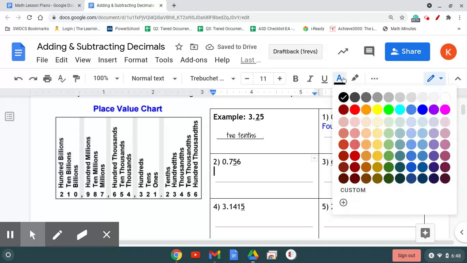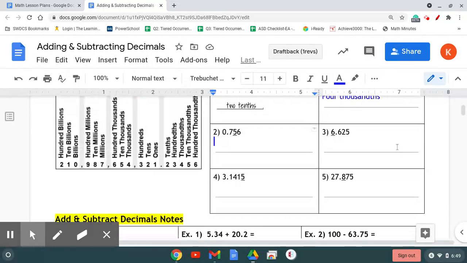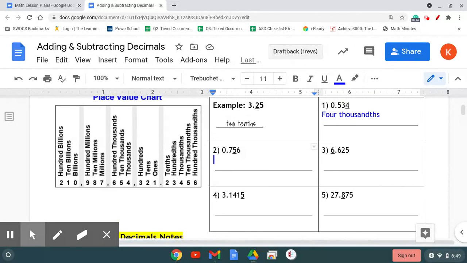All right, number 2. We have 0.756. What place value is that 5 in? Go ahead and do this one on your own. All right, so we have the ones, decimal point, tenths, hundredths, thousandths. So you should have 5 hundredths.